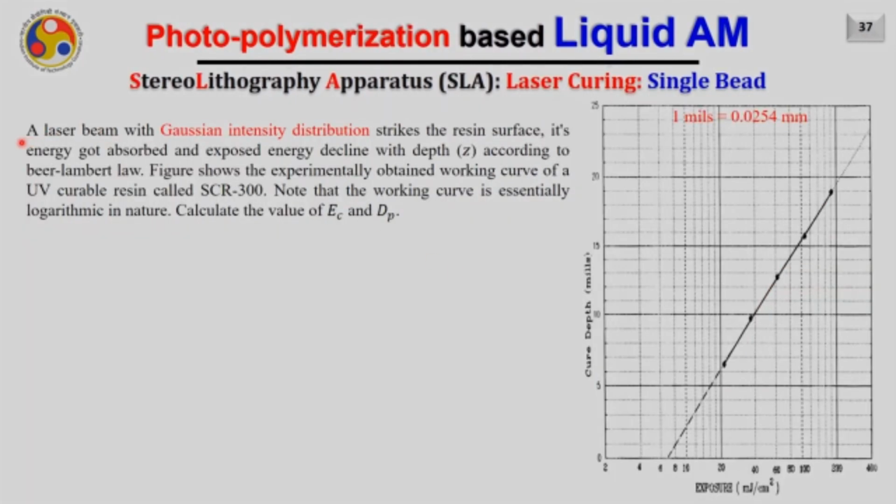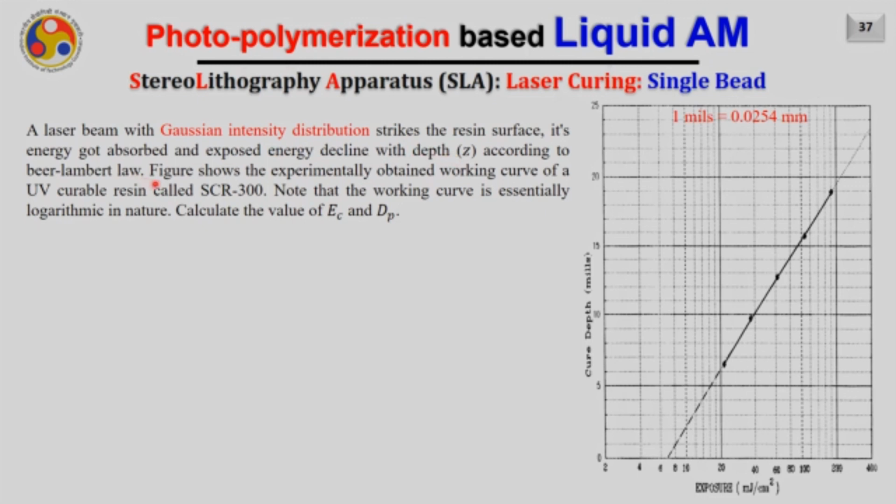Now let us try to solve a problem. It is given that a laser beam with Gaussian intensity distribution strikes the resin surface. Its energy got absorbed and exposed energy declined with depth Z according to the Beer-Lambert law. So when it is said that it is a Gaussian intensity distribution, meaning it is TEM00, and the energy is also declining along with the depth into the resin by the Beer-Lambert law.